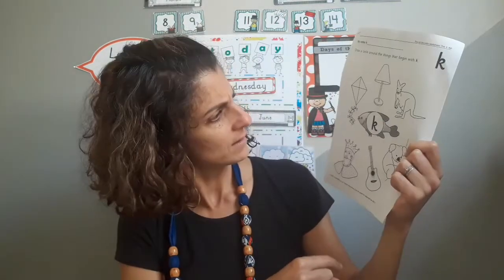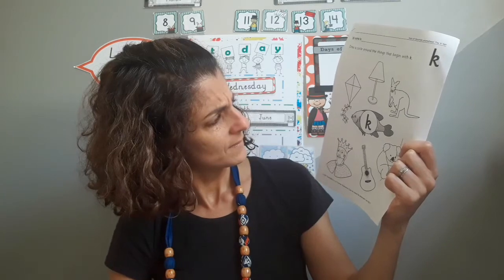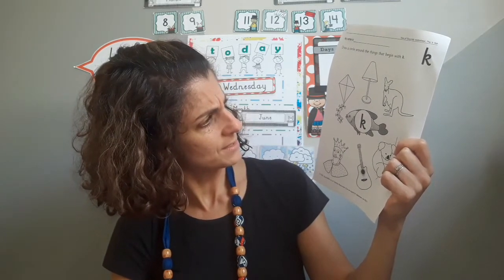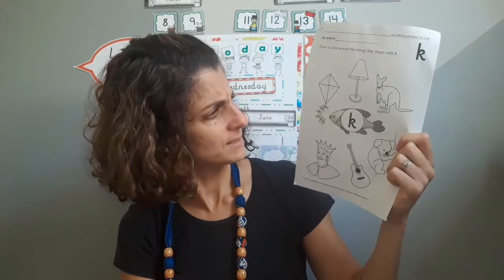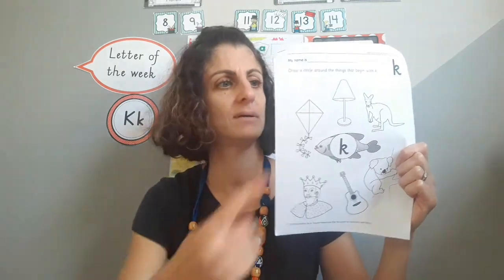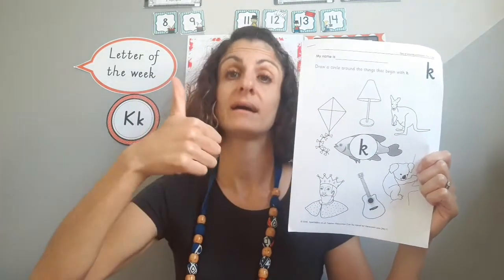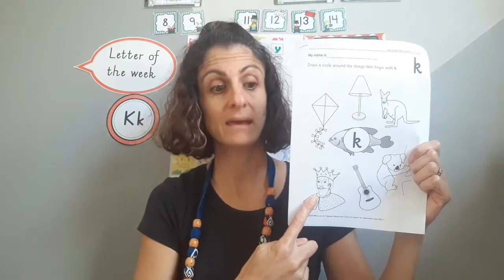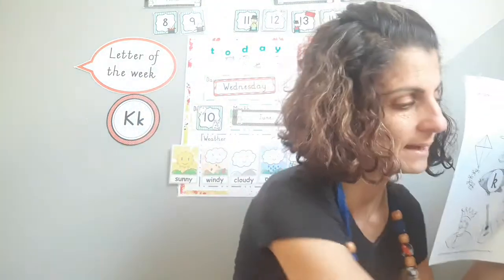Okay, so this is a K. And behind the K, I wonder what kind of fish that is that has got that on it. Maybe one of you can tell me what kind of a fish that is. I can't think of it right now. But there we go. Let's start there. Kangaroo. Kangaroo. Yes. Lamp. What does lamp start with? A lamp. Kite. Kite. King. King. Do you remember I had my king hat on? There's my king hat. I turned my joke hat into a king hat.